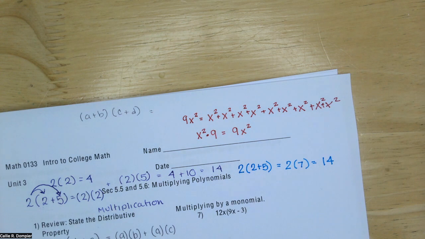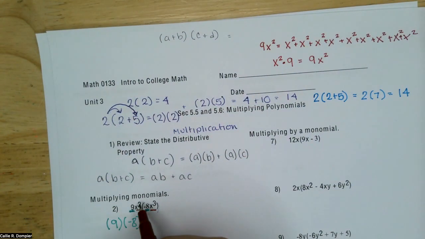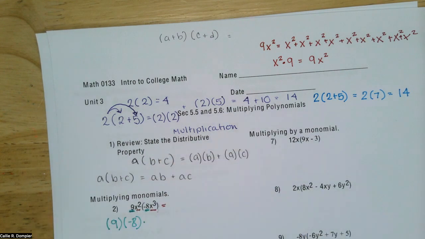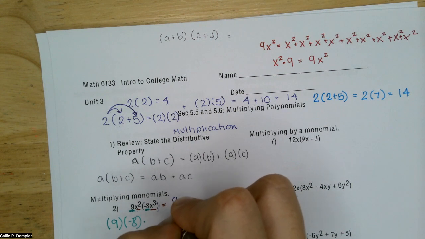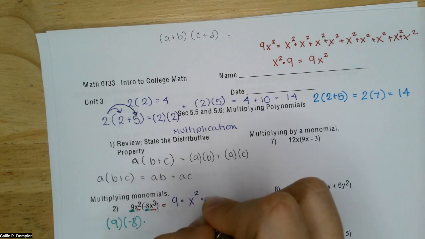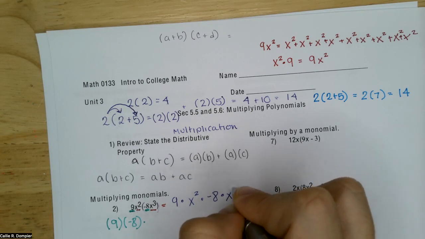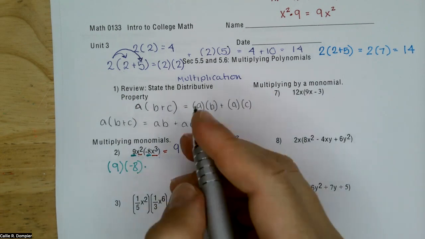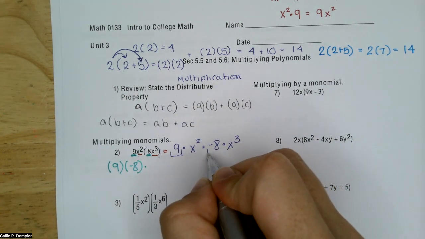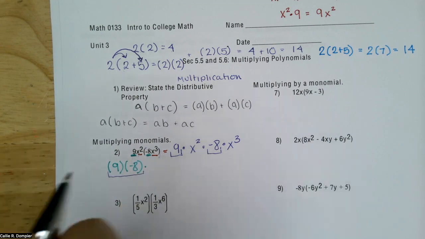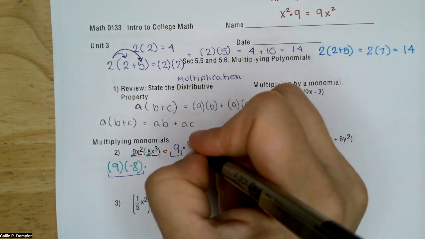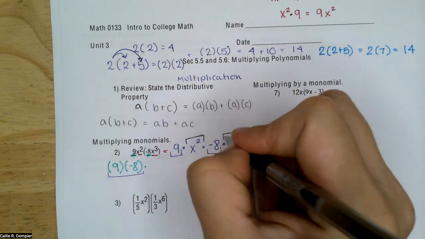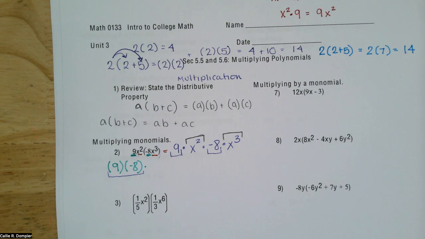Okay. So you can think of 9x squared times negative 8x to the third as 9 times x squared times negative 8 times x cubed. So that's an easier way to think about it so that you can pick out what goes together. The 9 gets multiplied by the negative 8. The x squared gets multiplied by the x cubed. Good.